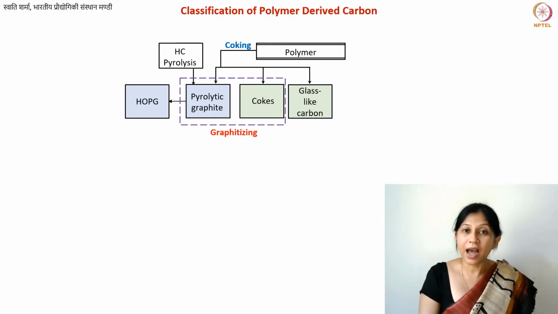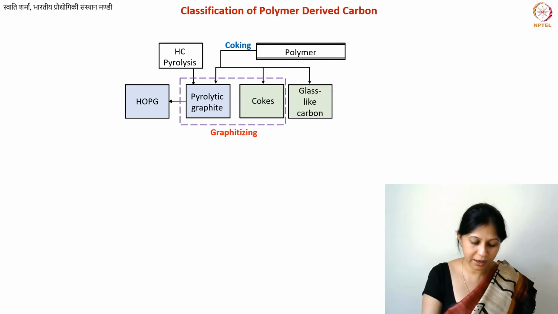Now, from this process of coking, one more very important material that is industrially important, that is also used in micro and nano fabrication, and that is going to make at least a few of our lectures. This material is known as glass-like carbon, commonly known as glassy carbon. Although the IUPAC name is glass-like carbon, commonly it's known as glassy carbon.